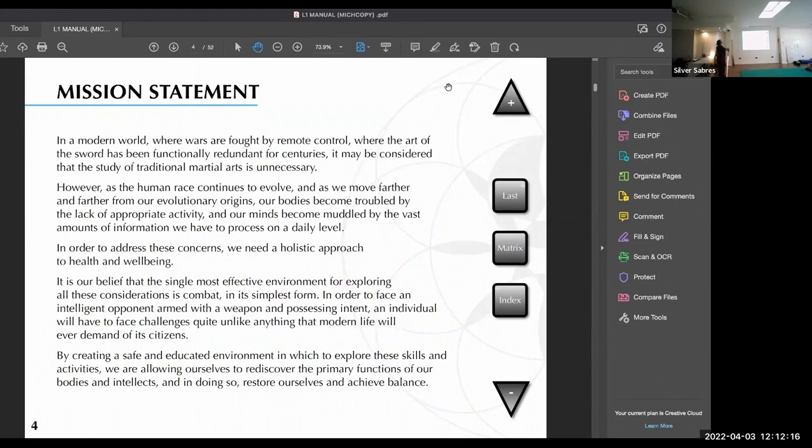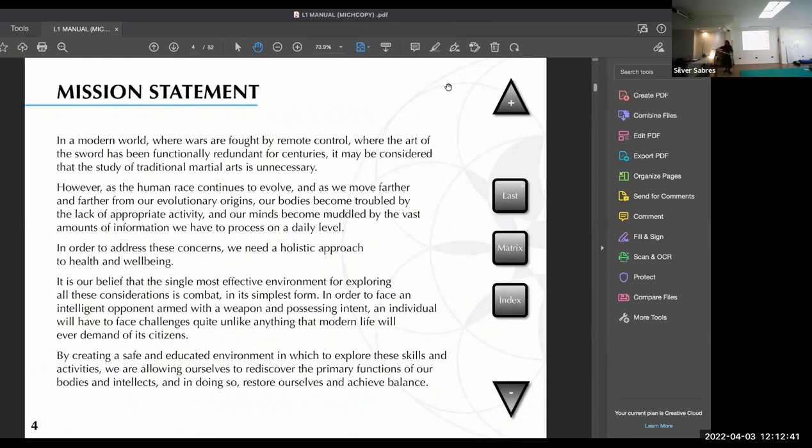Mission statement, why do we do it? What's the point in LED Sabre in that sense? Nobody fights with swords anymore. In essence, our argument is that the sword takes us back to a place where the mind and the body have to be united, and they have to operate together in harmony.